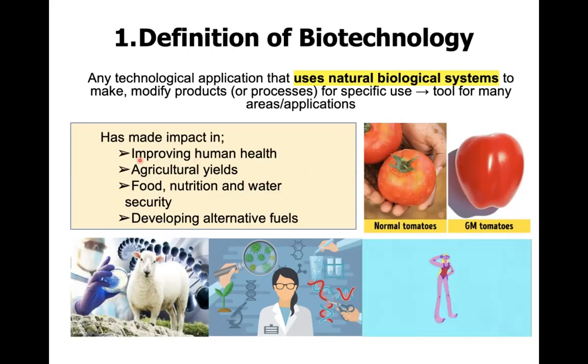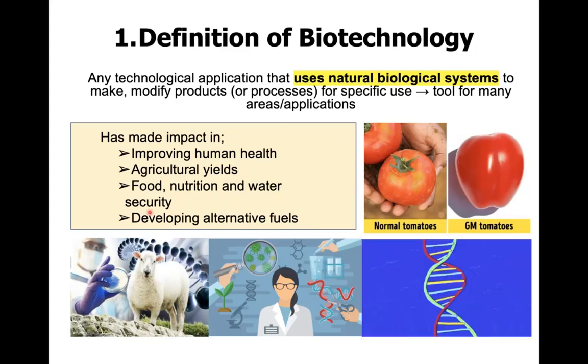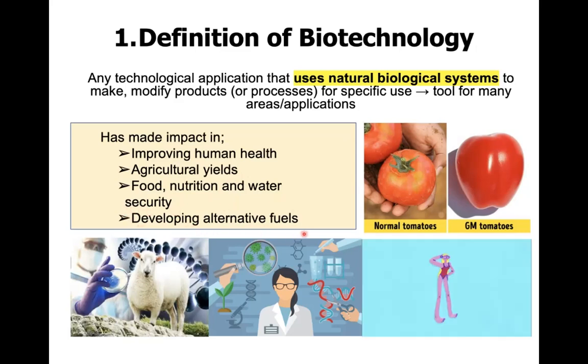Okay, so biotechnology has made impact in improving the human health, mostly in agricultural field lah. Dia akan produce, increase the supply, to increase the productivity in the agriculture yield. Also for food, nutrition and water security, and also to develop alternative fuel. Sebab we are relying now on petroleum fuel kan, our fossils are decreasing. So kita kena guna alternative fuel juga, to lessen the dependence on the petroleum fuels.